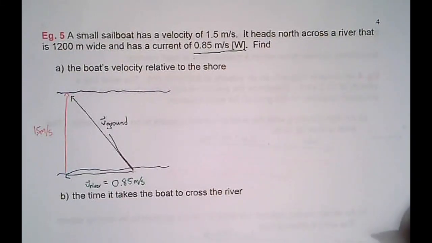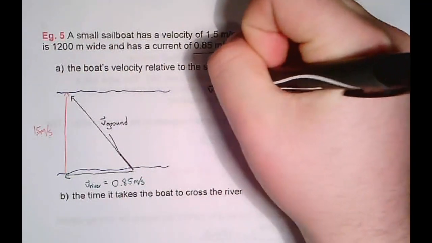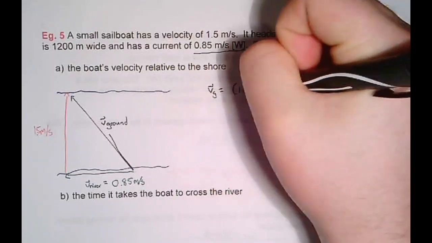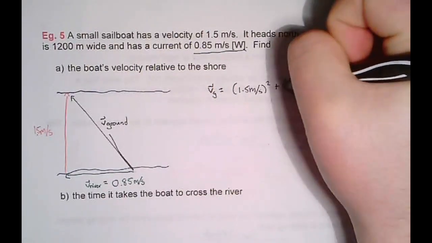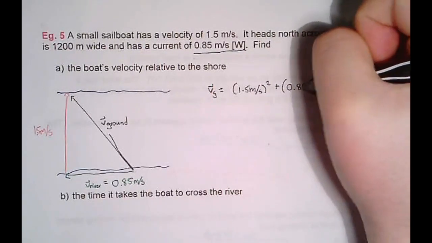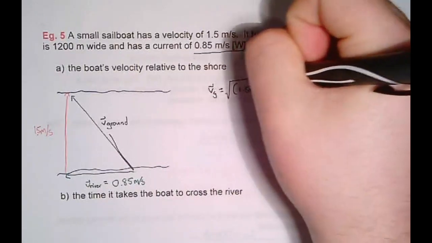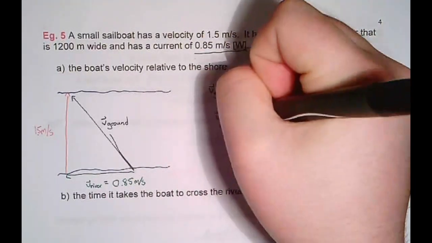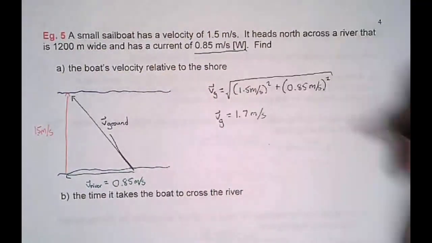So to find this, what you did again in your lab, what we've been doing all day, we're using Pythagorean's theorem. So the ground velocity is equal to 1.5 meters per second squared plus 0.85 meters per second squared. I'm going to take the square root of the whole answer. That gives us a ground velocity of 1.7 meters per second.